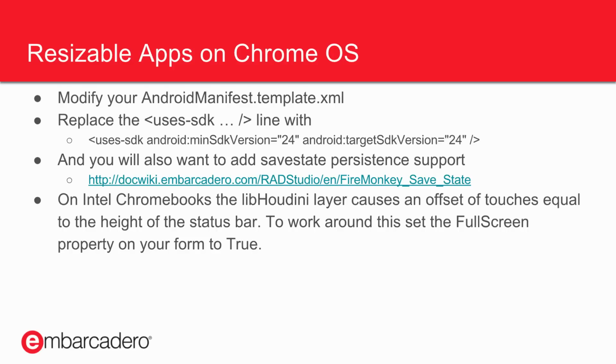And also on Intel Chromebooks, for some reason, libhoudini causes an offset of touches. So the touches are a little bit lower than they should be. And the difference is the height of the status bar. If you just turn off the status bar by setting full screen to true, that gets rid of it. And so I definitely recommend you do that. There may be another workaround for it.